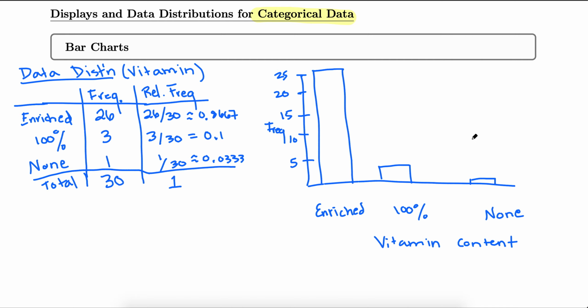If you do it that way, this is called a Pareto chart. So I'll make a little side note here. Pareto chart, when ordered by frequency. Pareto was an Italian economist. This is often used in economics for various reasons. Not that important for us, but just an observation. And it very easily shows us, okay, enriched is the highest category. It occurs most frequently.